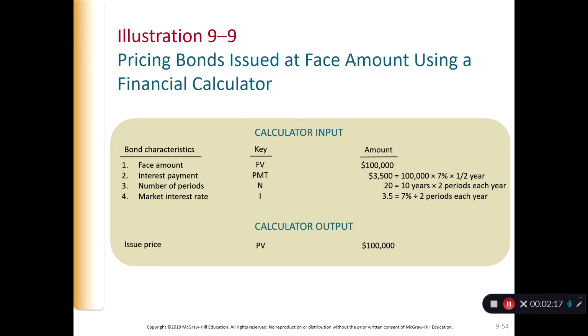If in the future you are using a financial calculator, for bond pricing you put the face value in the FV key, and then in the PMT key you put the payment for each period. You put the number of periods, and then the interest rate. If it's a 7% market rate paid twice a year, then you divide 7% by 2 and enter 3.5. You don't need to put a percentage sign behind it, okay? Then you press the PV key, and you find it's going to be $100,000.